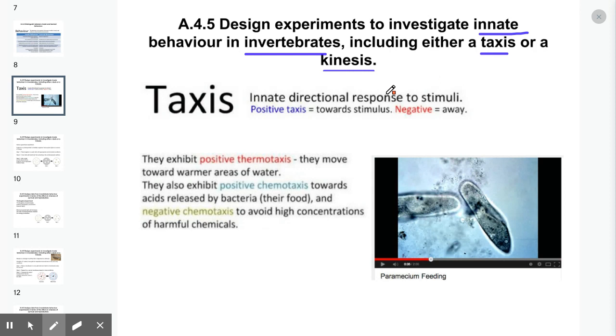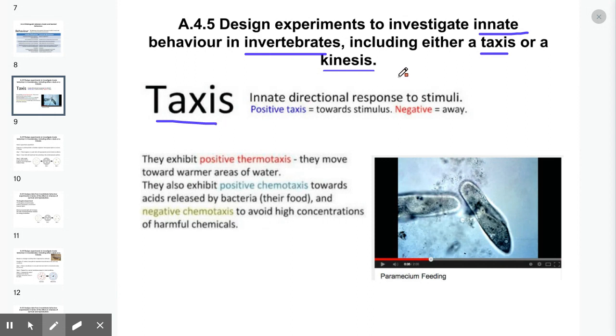Taxis is a directional response, which means that I know where I want to go. For example, we're going to look at this organism that is one cell. It actually has both animal and plant qualities. It moves around like an animal and it eats things, but also it can photosynthesize. So it moves towards light with purpose because it wants to perform photosynthesis. That would be an example of taxis.